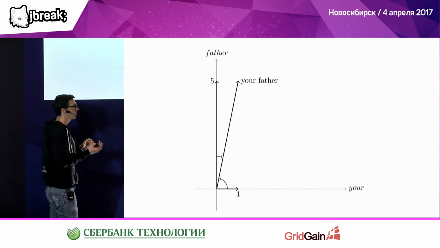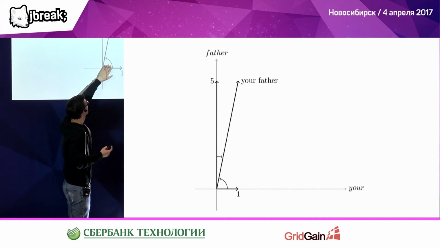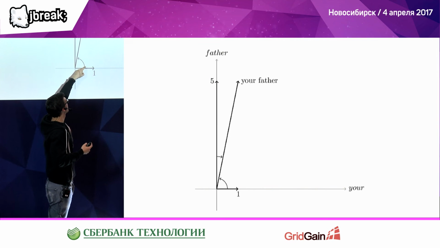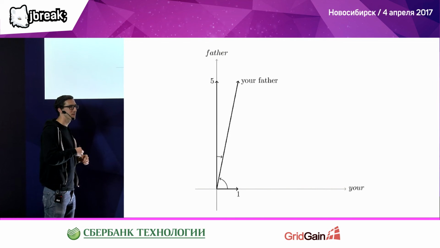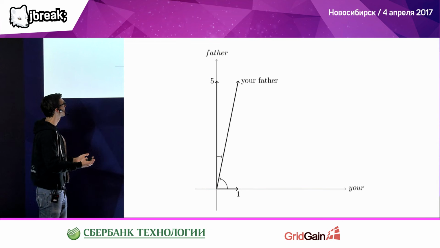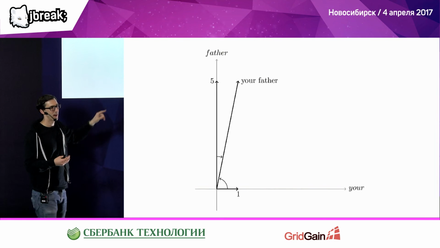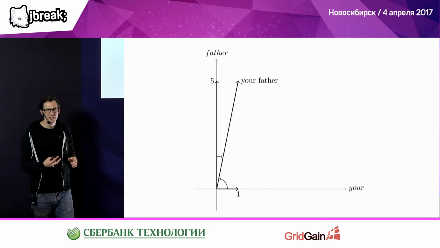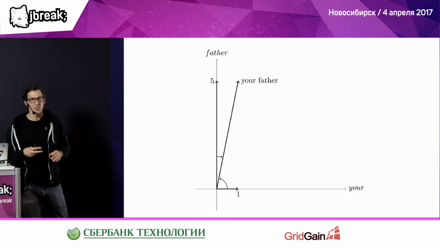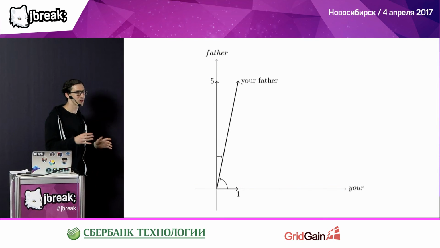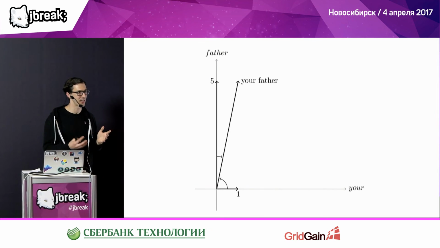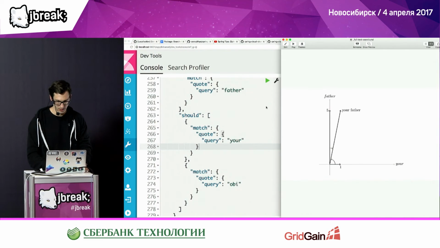And to actually calculate that, you draw the angle here, and you see this angle is much shorter than this one. So a document that only contains "father" is more relevant than a document that only contains "your". And that is very easy in the two-dimensional space. If you have more dimensions than that, it's harder to draw out, but the concept is the same. You always calculate that angle and see how close it is.